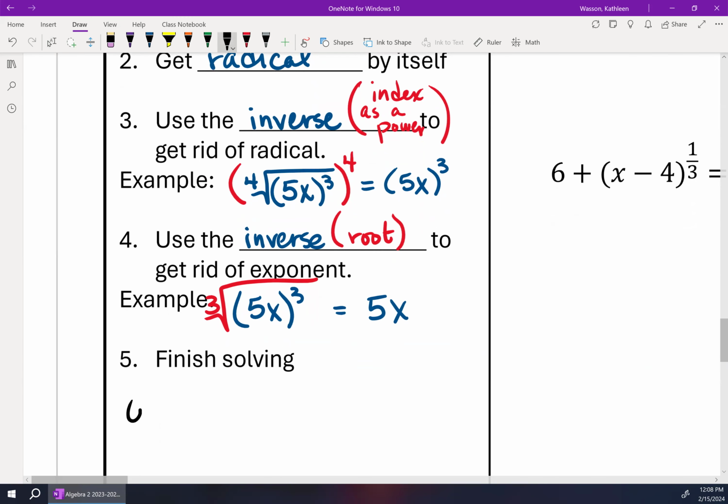And lastly, we're working equations, so you can always check your work. If you substitute your solution for the variable in the original equation, then you can check and make sure that your equation is true, that your solution is correct.